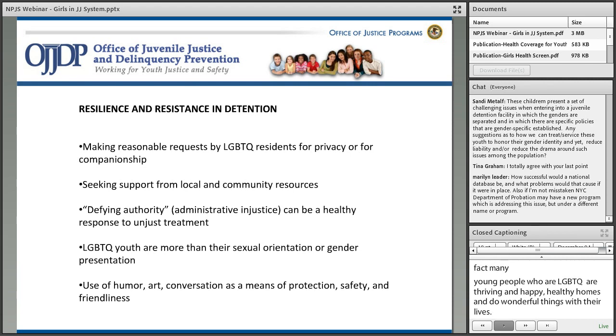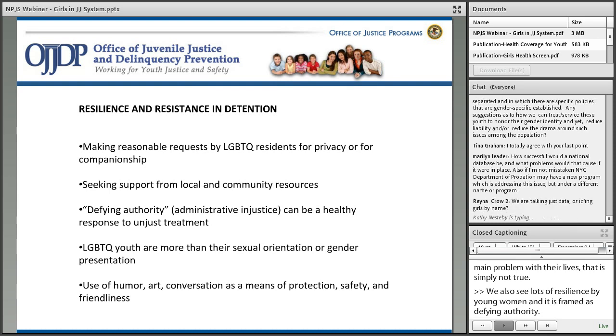Also, we see lots of resilience by young women, and it's framed as defying authority, but if we step back, we see that, for example, many reasonable requests for privacy, for example when bathing, or for companionship and company, are not easily met in such buildings that we have for these gender-divided facilities. Also, to ask to speak with someone from a local lesbian or gay youth center or community resources, they may not be on their visiting list. That may be a request that's out of line with what's usually happening in these detention facilities, but it is a reasonable request.